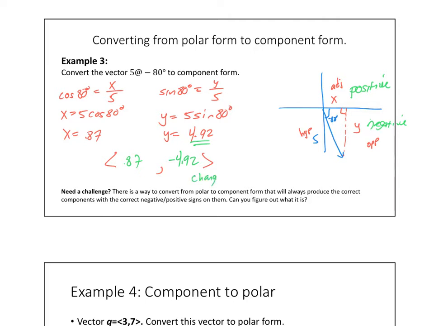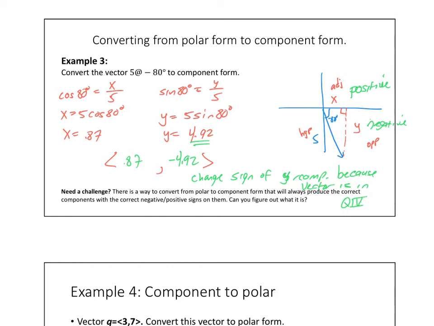So I'll write that down. You have to change the sign of the y component because the vector is in quadrant 4, where we have a positive x and negative y.